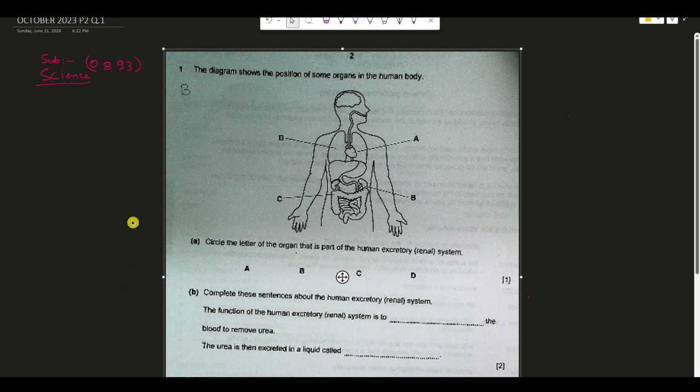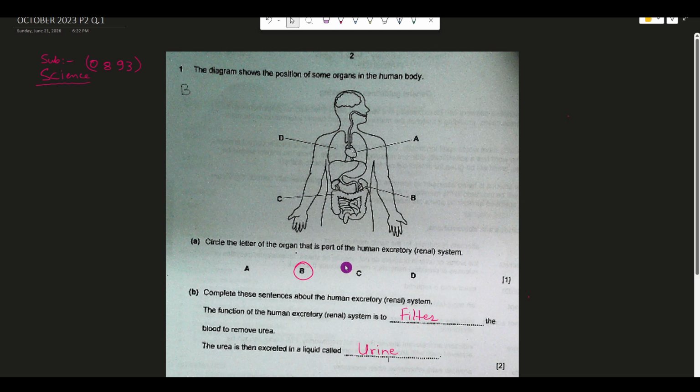Okay, the answer for part A was D, this was filter, and this was urine.